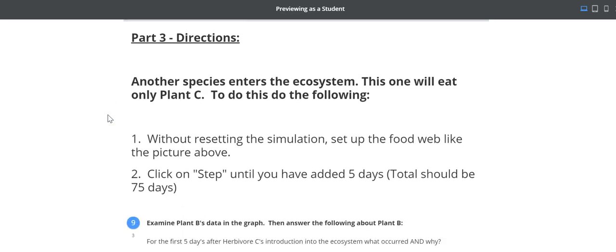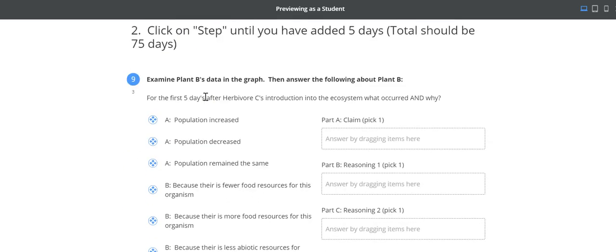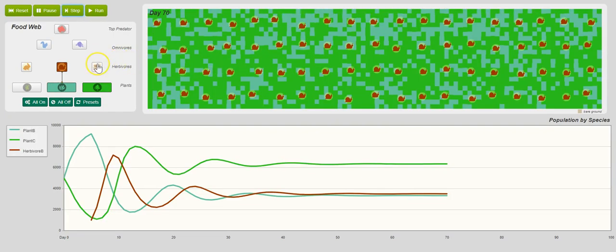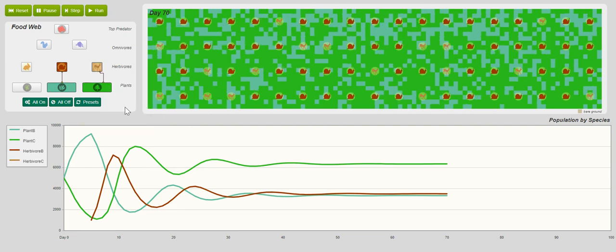So part 3 then, we're going to add 5 more days to it when another species enters the ecosystem. This one is only going to eat plant C this time. All right, so I'm going to go over to simulation. So we have this deer, which is herbivore C, which is going to eat only plant C. And again, we're going to move ahead now 5 days and see what happens.